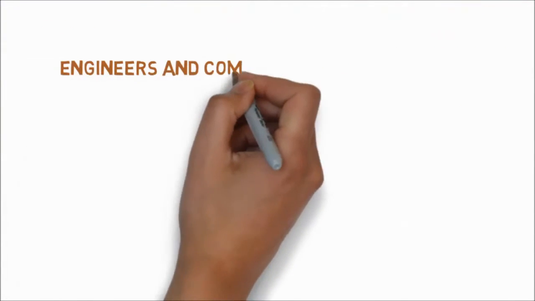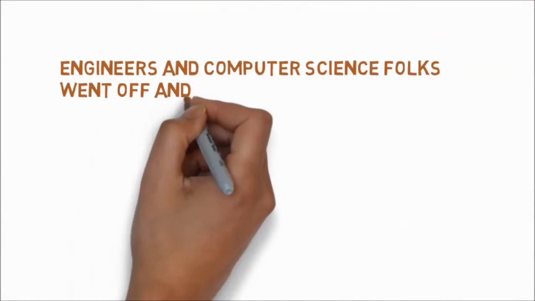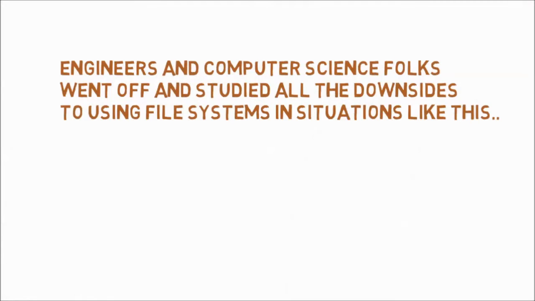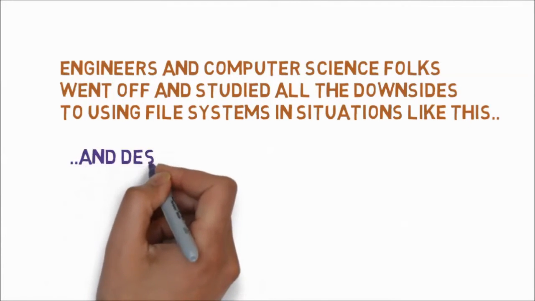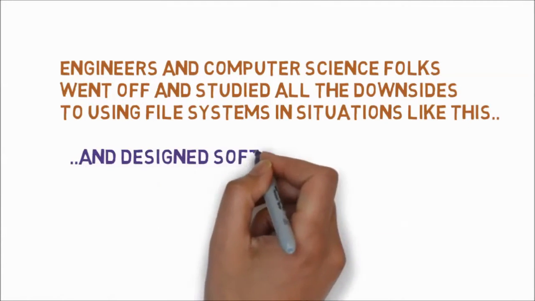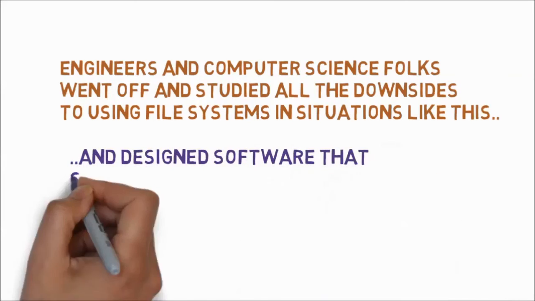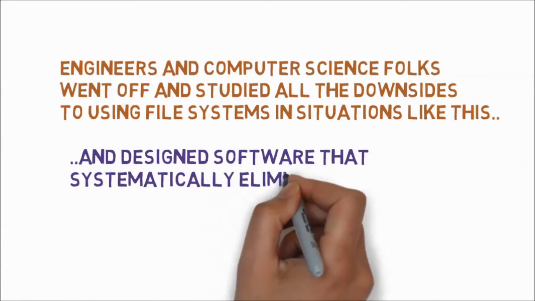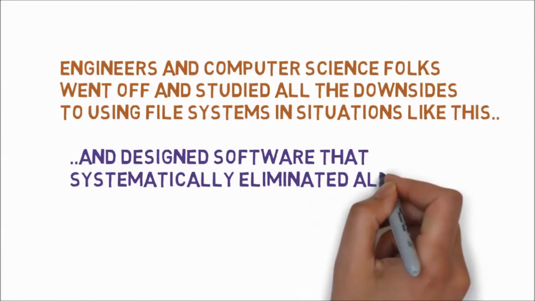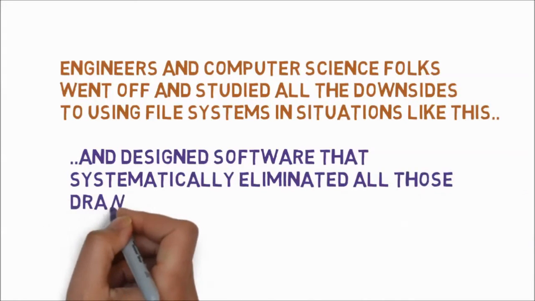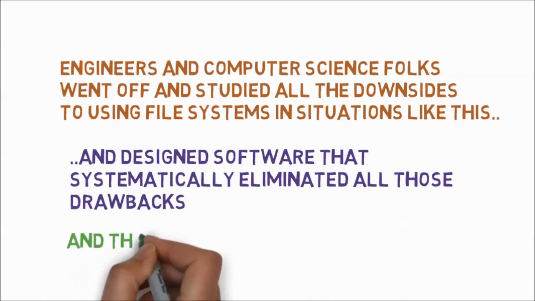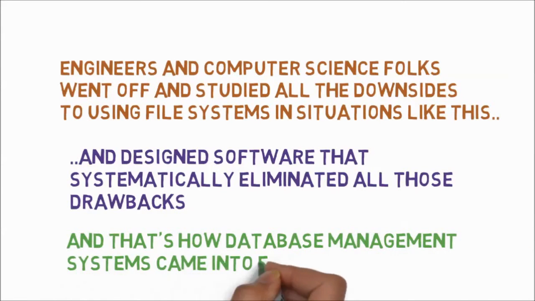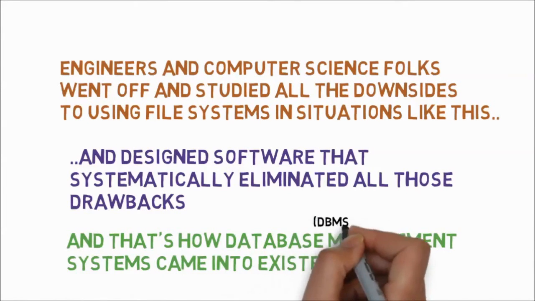So, a lot of engineers were facing the same kind of problems. Engineers and computer science folks went off and studied all the downsides to using file systems in situations like this, where you needed a lot of stability and you were handling a lot of data. And they designed software that systematically eliminated all the problems that exist with file systems. And that is exactly how database management systems, or DBMS as they're called in short, came into existence.